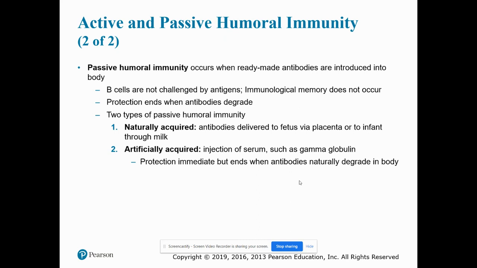And there are two types of passive humoral immunity. There's naturally acquired, and this is antibodies delivered to a fetus via the placenta or an infant through milk, or artificially acquired through getting an injection of serum like gamma globulin. Now, it does provide immediate protection, but it's going to end whenever the antibodies naturally degrade in the body.